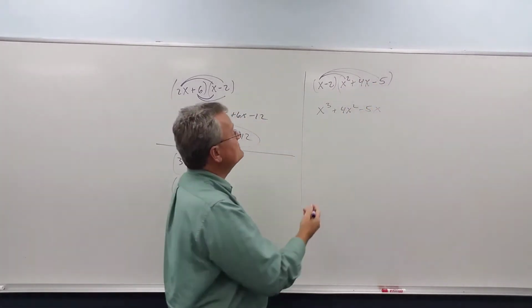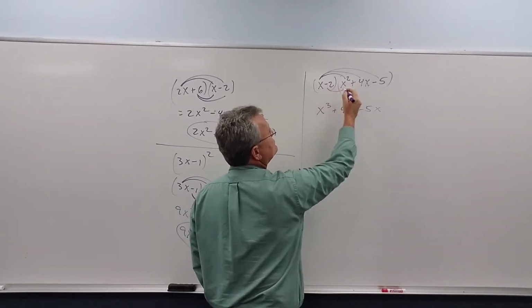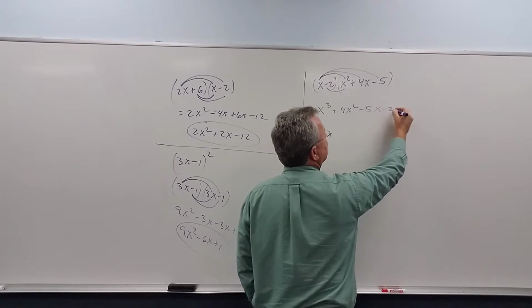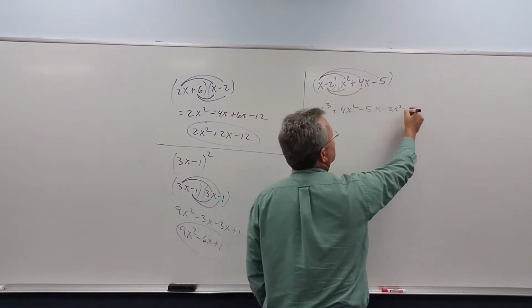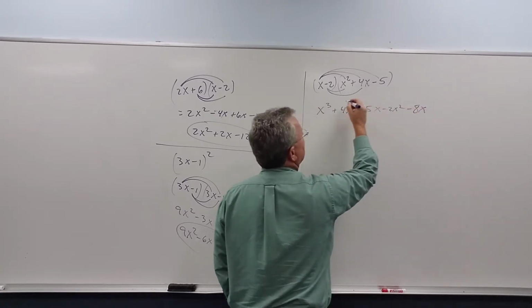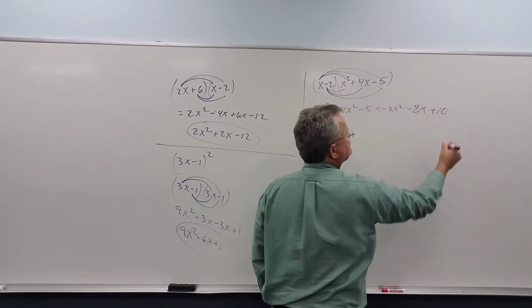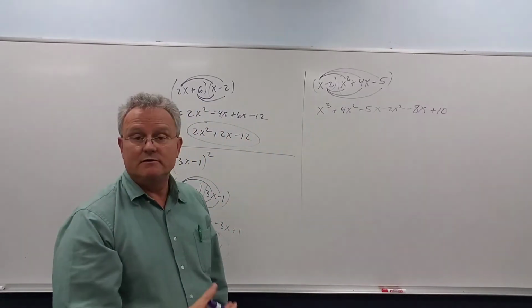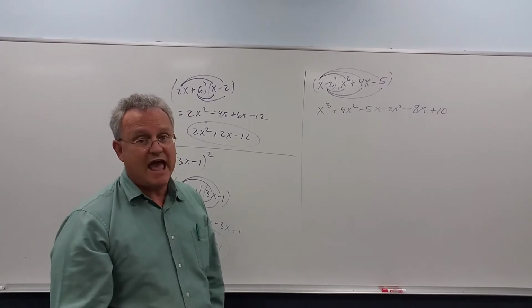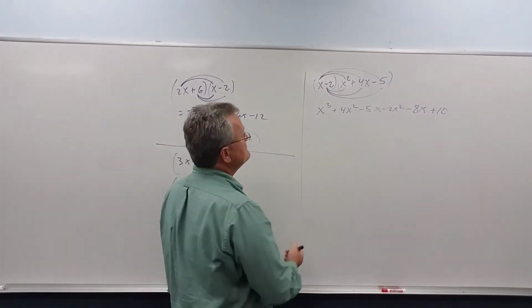Then you take the second term, negative 2, and distribute it. Negative 2 times x squared is negative 2x squared. Negative 2 times 4x is negative 8x. And negative 2 times negative 5 is positive 10. Now we're just back to what we did in an earlier video. We're just adding these together so we combine like terms.